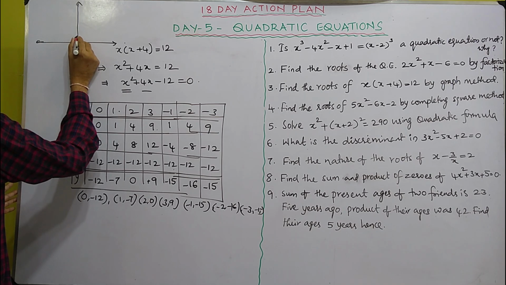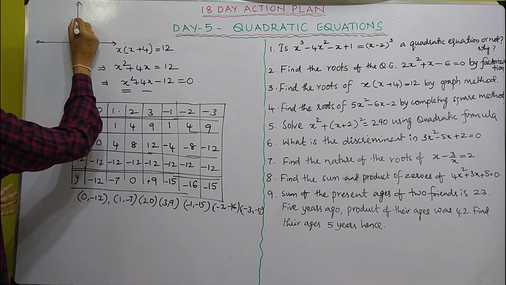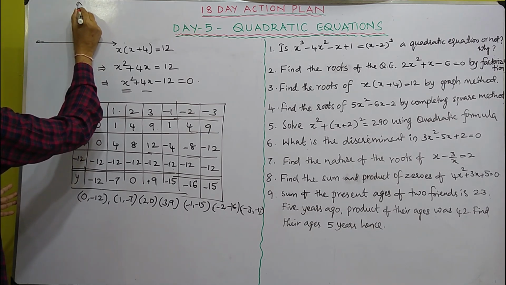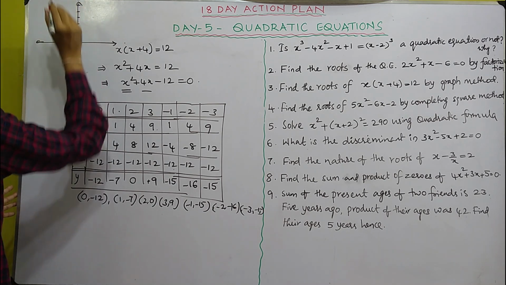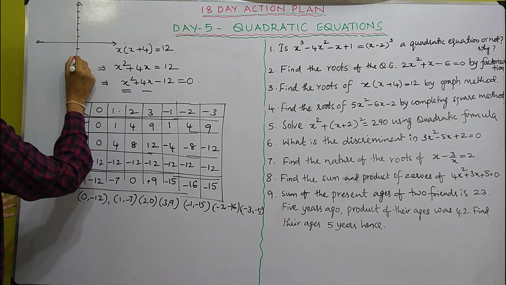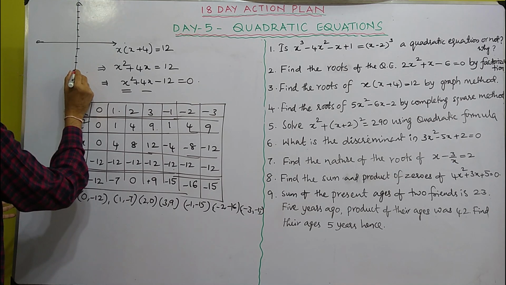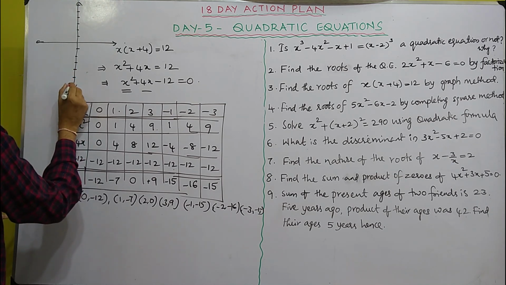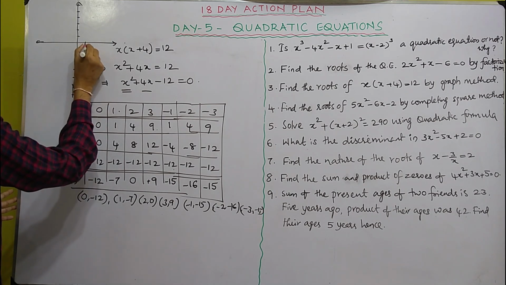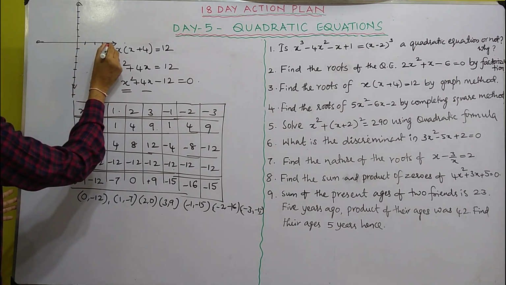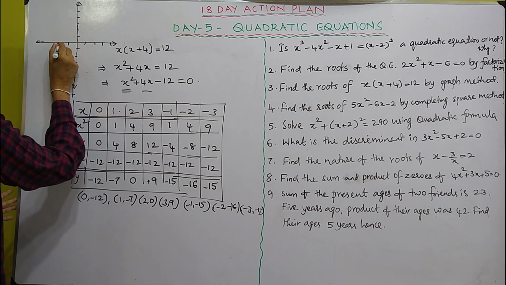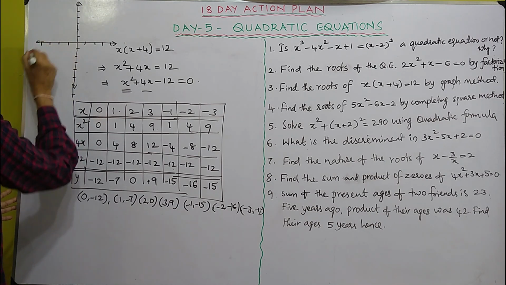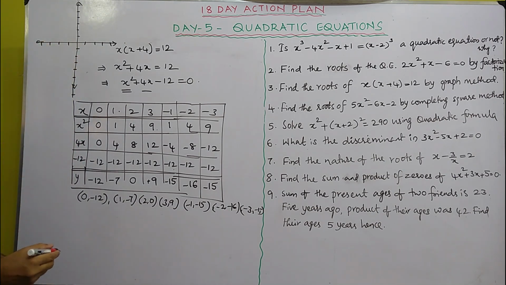So this becomes 2, 4, 6, 8, 10, 12, 14, like this. And this is minus 2, minus 4, minus 6, minus 8, minus 10, minus 12, minus 16, and so on. Now the x-axis can be taken as 1, 2, 3, 4, minus 1, minus 2, minus 3, minus 4. Let us see what happens.